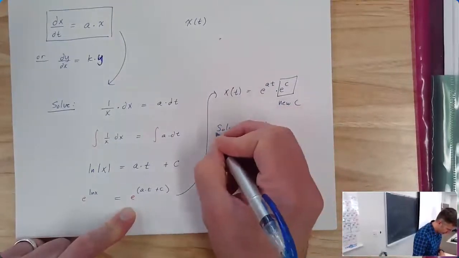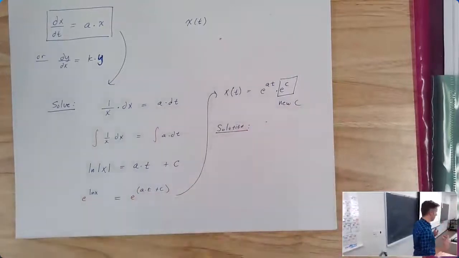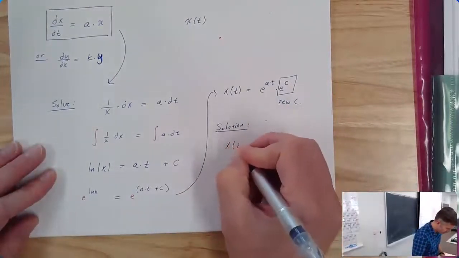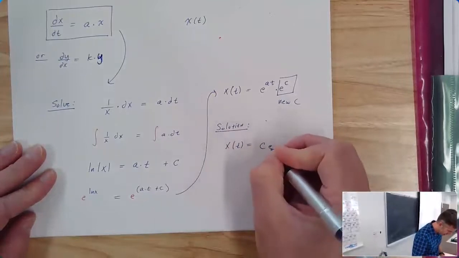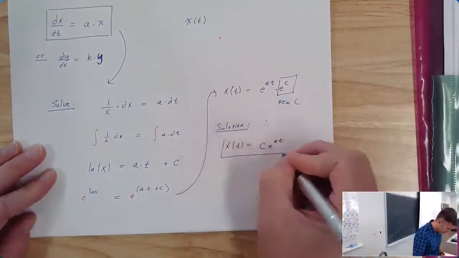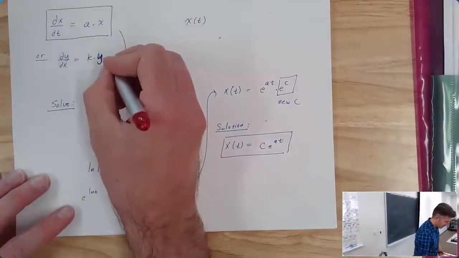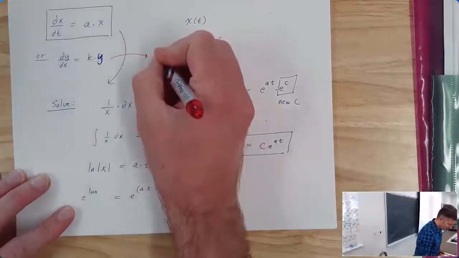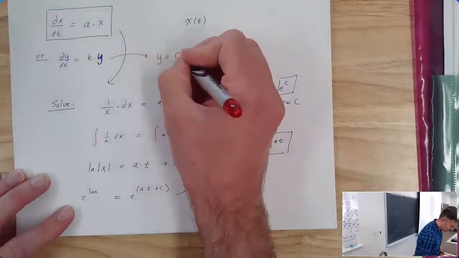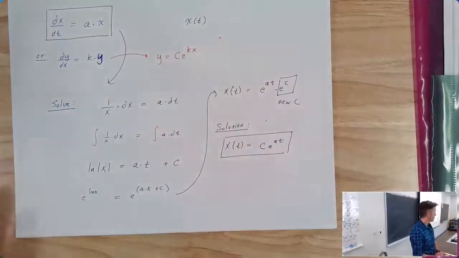And I should point out the solution to a differential equation is a function. We're asking what function meets this criteria. The solution is that the function x of t is c e to the a times t. Or maybe more familiar from your time spent solving exponential growth and decay problems, if you're solving dy dx equal to ky, your solution is y equal to c e to the k times x. Or if it's t, y equal to c e to the kt.